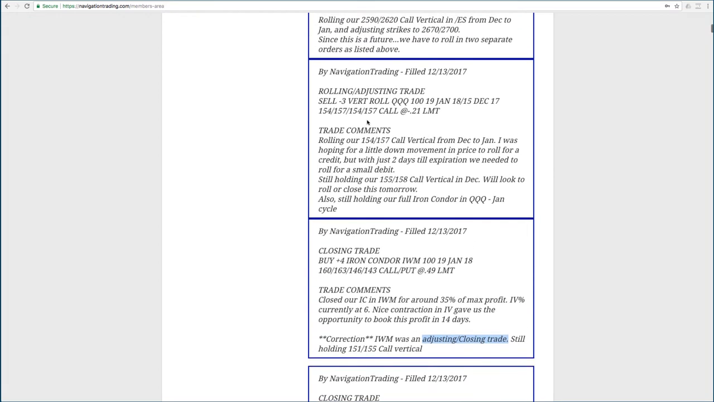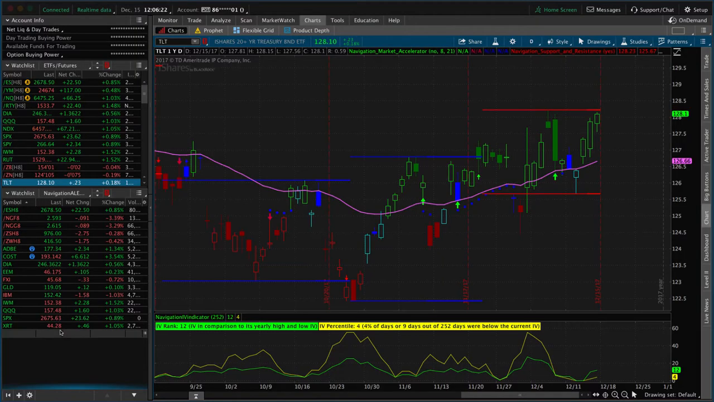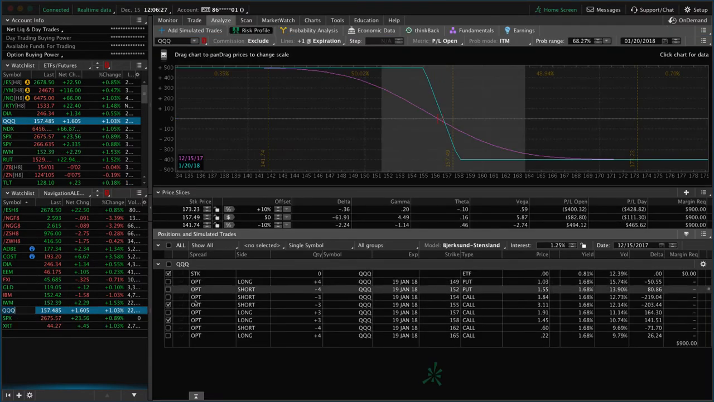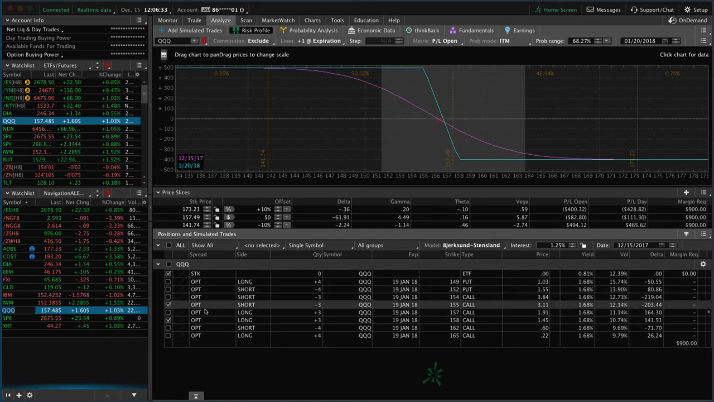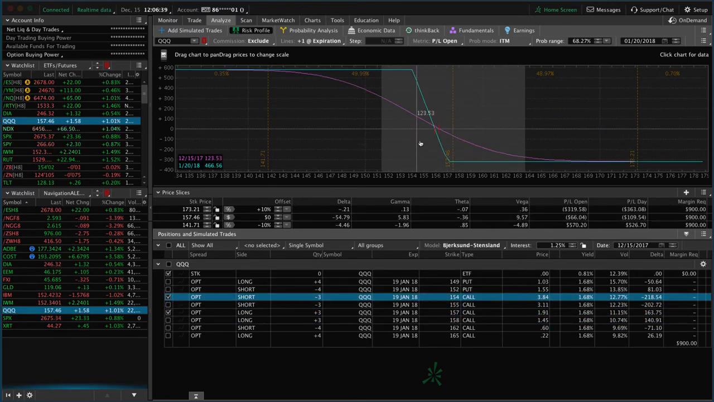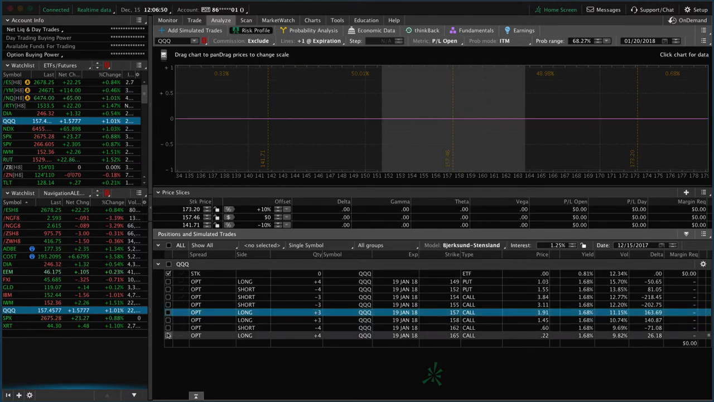Next trade was a rolling adjusting trade in the Qs. So we rolled our 154, 157 call vertical from Dec to Jan. If we take a look at the Qs, we've got three different pieces of the trade on. We've got the call vertical I just mentioned, the 155, 158, looking for a little bit of downside there to benefit that. And then we've got the 154, 157, which we also rolled. Very similar position, just looking for some downside in the Qs. We'll continue to roll that to keep that short delta, as well as add additional pieces on.